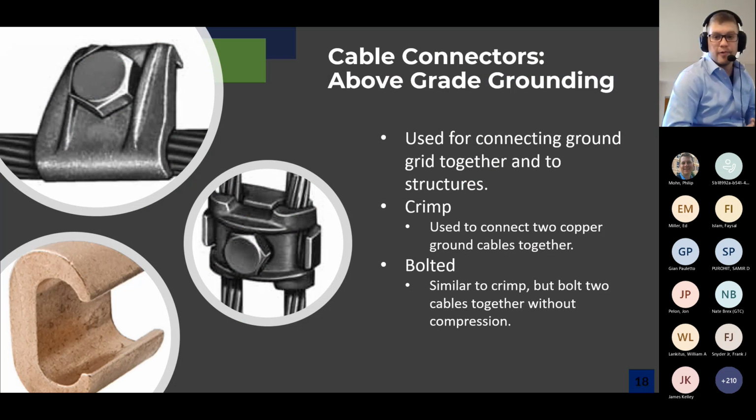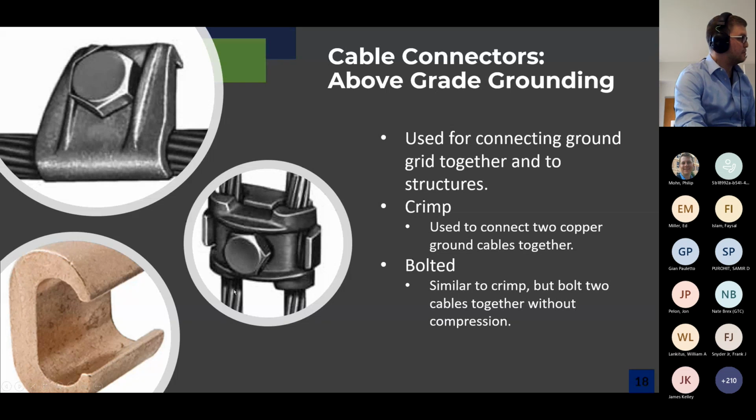Getting into a little bit of grounding, both above and below grade grounding. There are different types of connectors you can use there as well. The first one here, the crimp, is this bottom left one here, where you essentially are just smushing these two members with the two conductors that are going through it together. And in a similar fashion are these two bolted styles, where you're bolting into the structure.